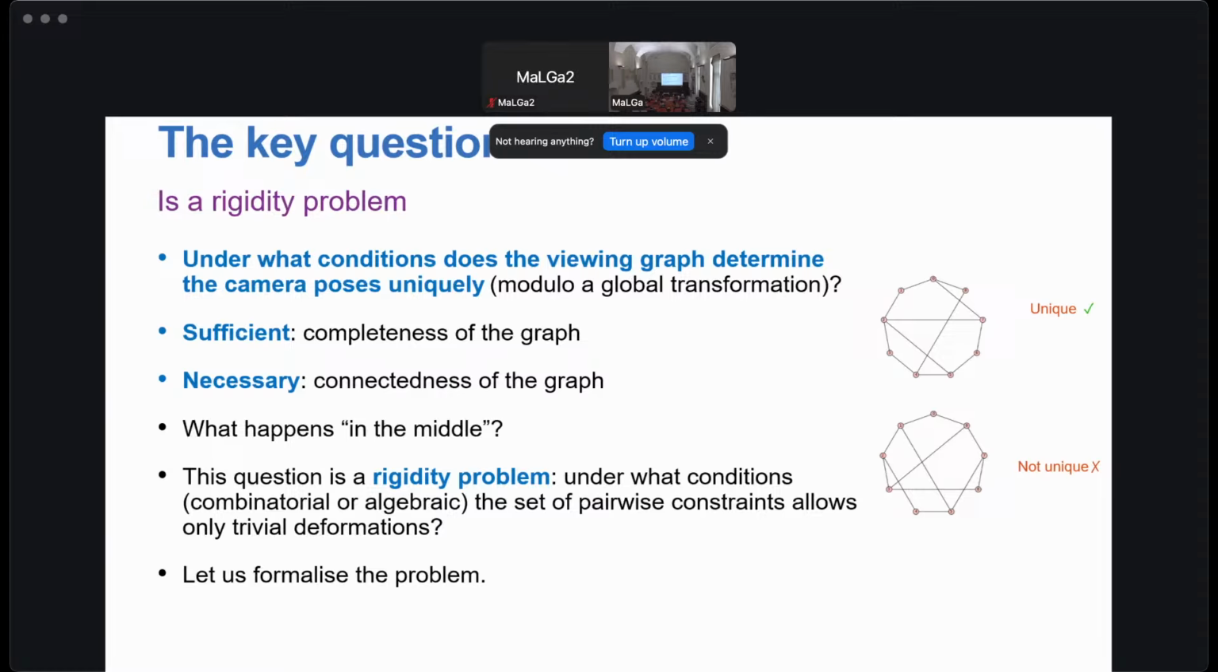It is a well-studied problem in graph theory: under what conditions the set of pairwise constraints allow only trivial deformations of a graph. So let's formalize this problem a little bit.